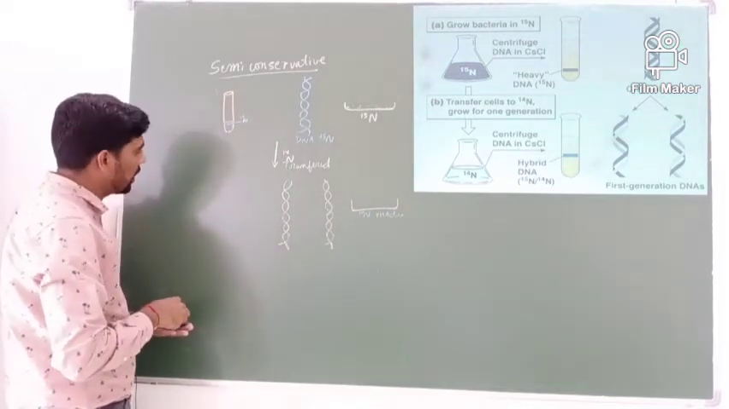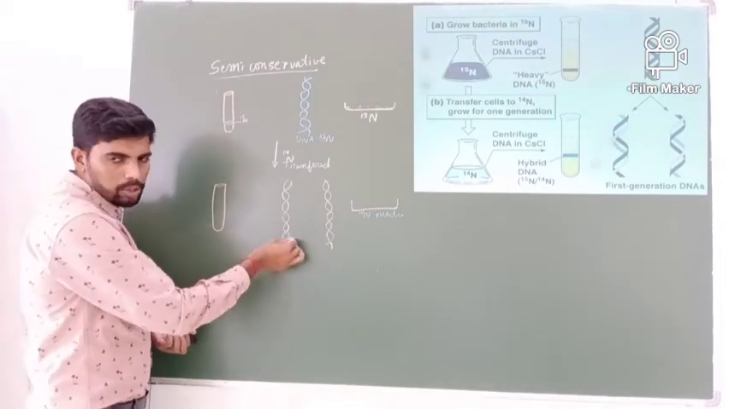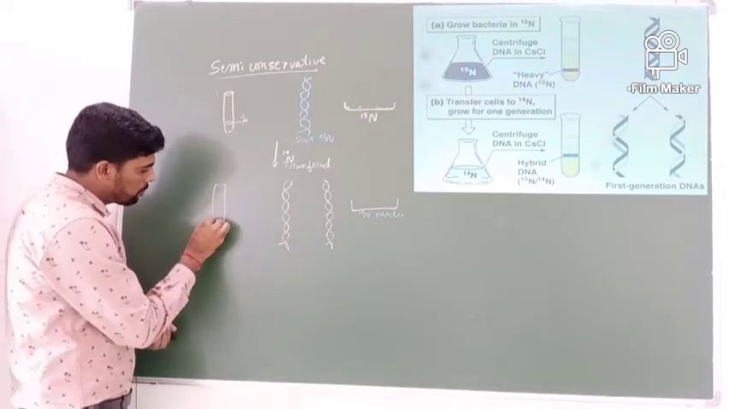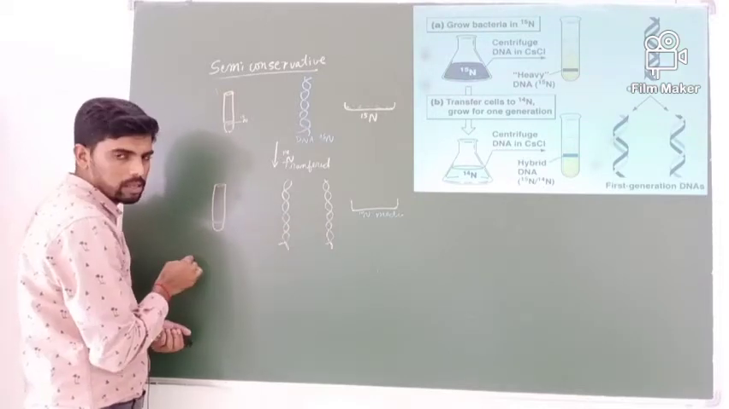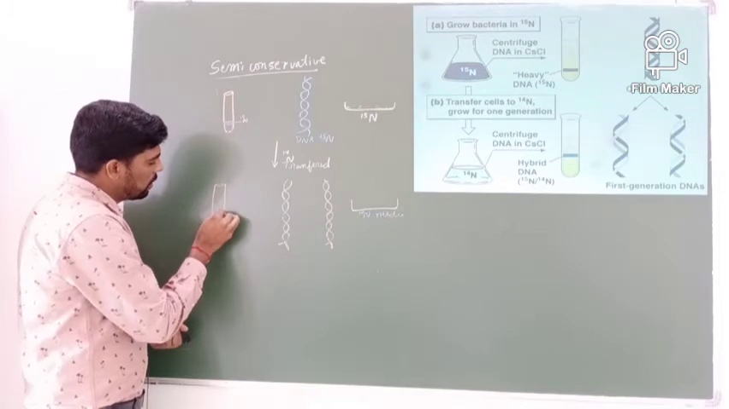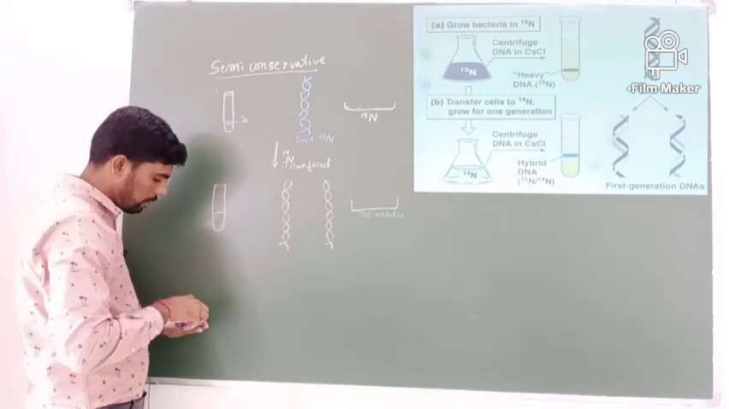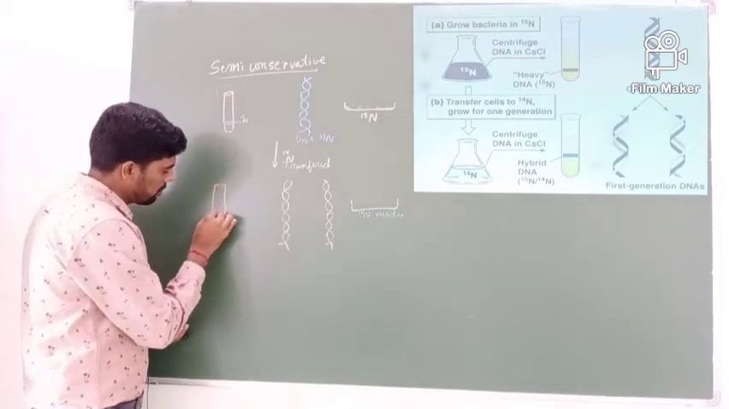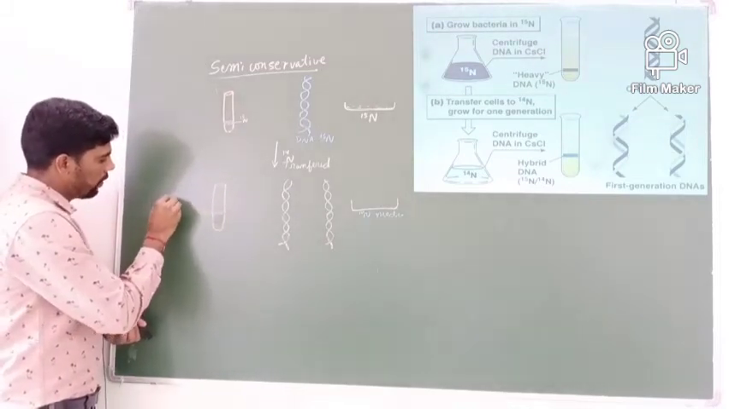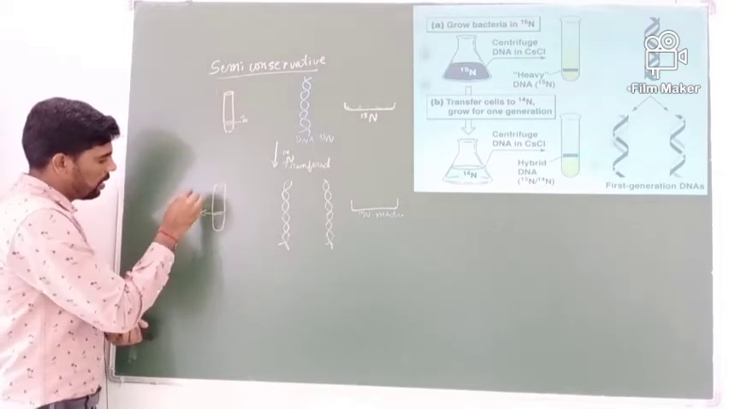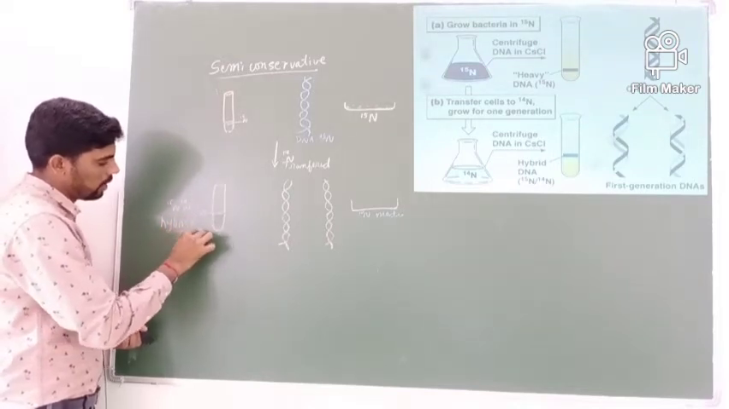they obtain the centrifugation tube like this. Out of two DNA, half will be N15, settled at the bottom. The remaining half will be N14, settled at the middle. Almost all have settled in the middle region like this. The middle region is called N15, N14, nothing but a hybrid DNA. It's called hybrid DNA.